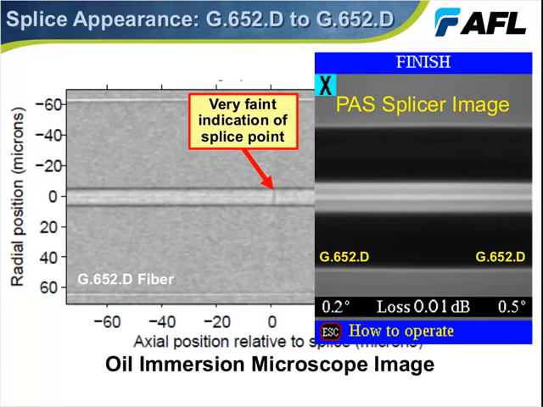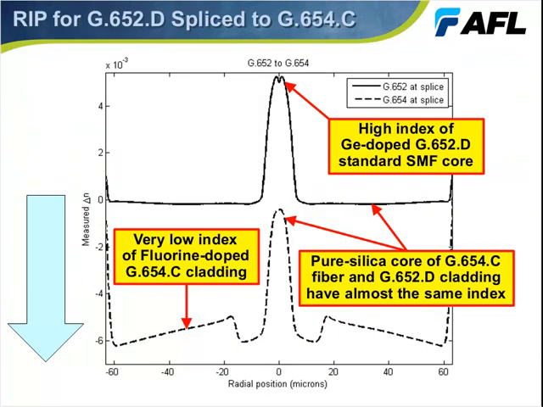Now let's look at the refractive index profile on the next slide of the G652 standard fiber as compared to the G654. We've overlaid the refractive index profile of both fibers on the same graph, and we actually had to increase the vertical area that we're showing in the refractive index.